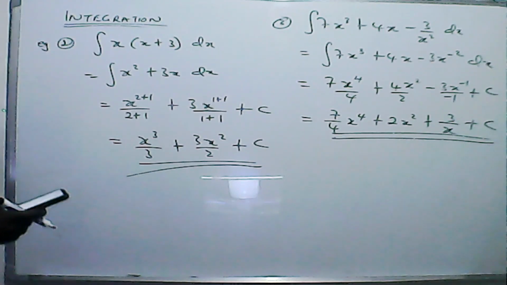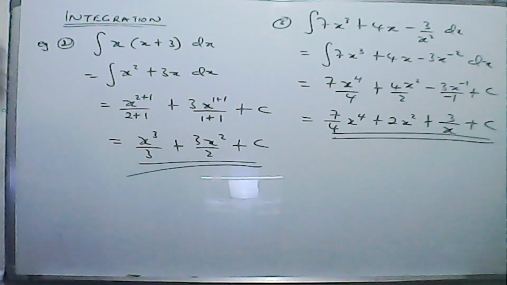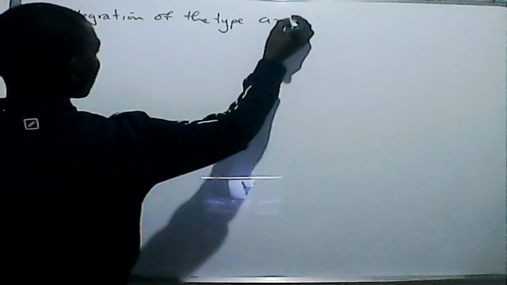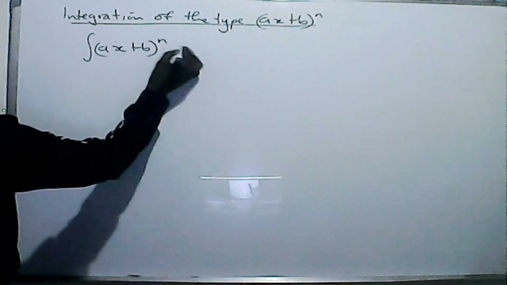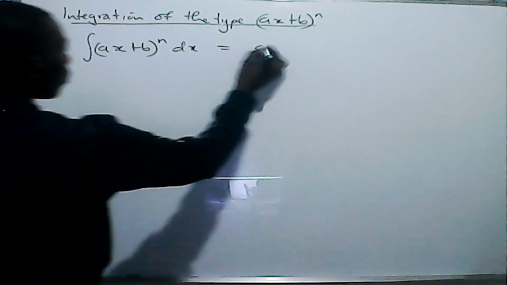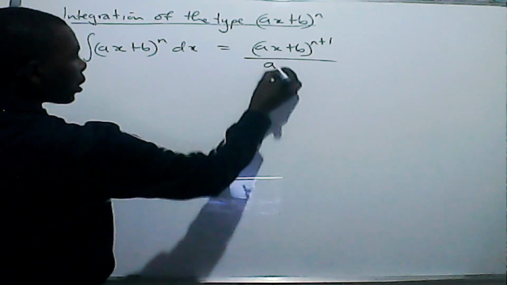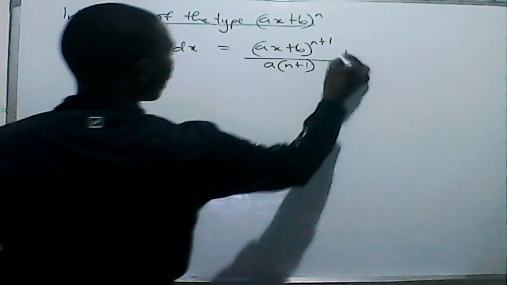Now let's look at another concept of integration, integration of the type (ax plus b) to the power n. Right, when we are integrating (ax plus b) to the power n dx, this ax plus b will remain unchanged, but we add 1 to the power, then we differentiate ax plus b, we get a, times new power n plus 1, plus a constant of what?